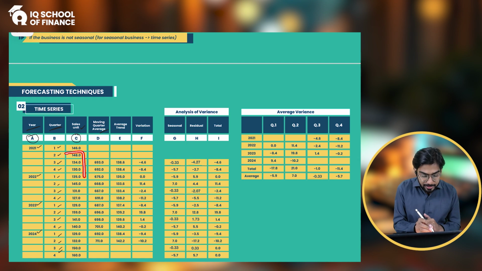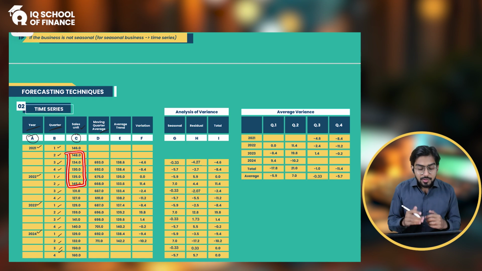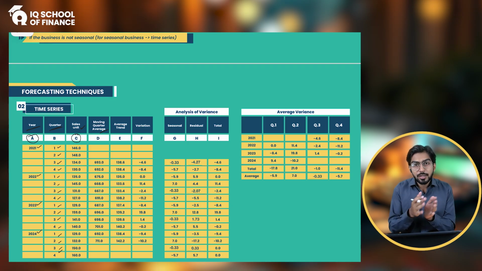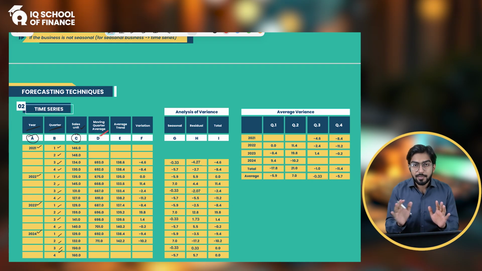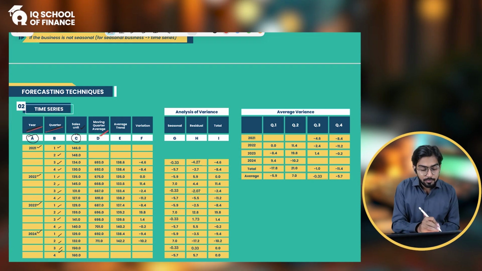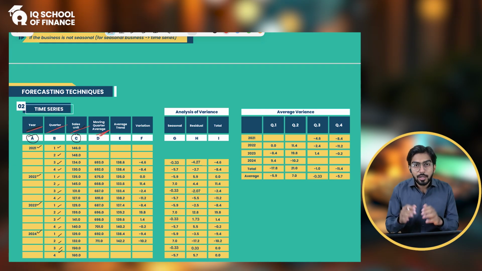Then we had these 5 quarters, 1, 2, 3, and yeah, 5 quarters. So that is how the moving quarter average works. It shows you the quarter average that is moving throughout the period. All right, so that's this. This is what would be given to you in the exam: number one, year column, quarter column, sales unit column, and the moving quarter average column.